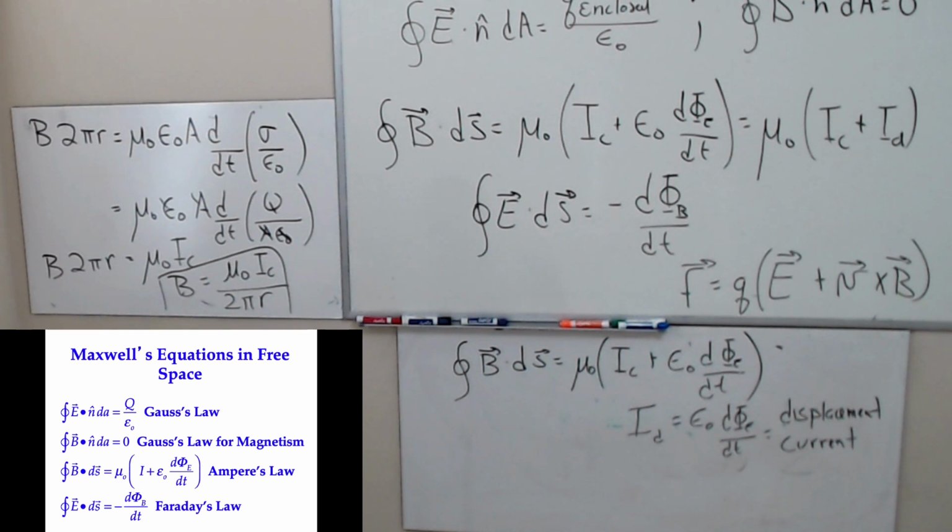Those are our four equations: Gauss's law for electricity and magnetism, Ampere's law, and Faraday's law. Those are all four what are called Maxwell's equations. Again, they summarize most of E and M, but if you want to describe forces too, you need the Lorentz force.